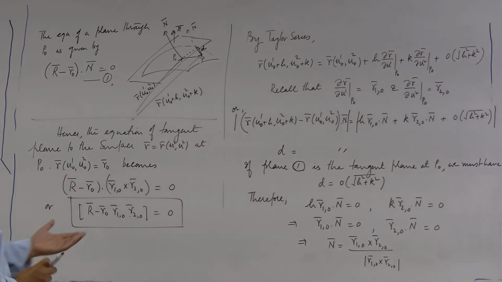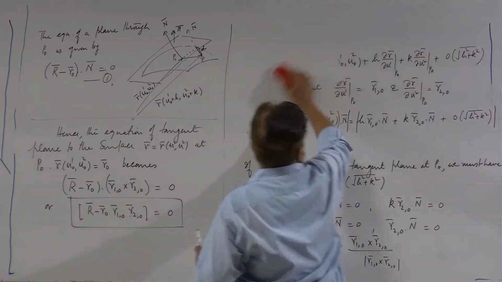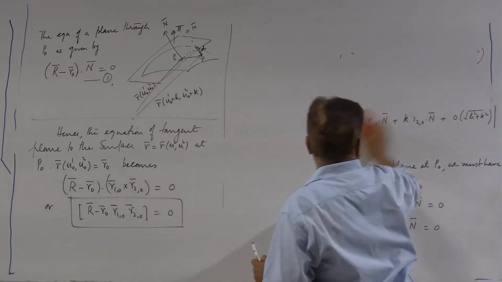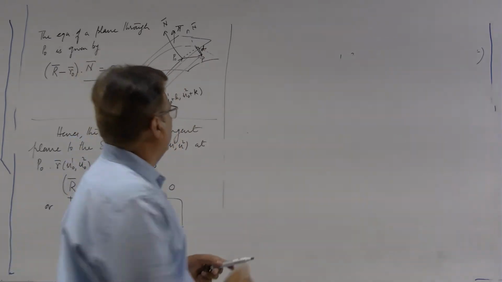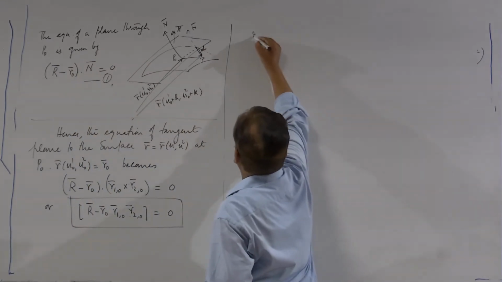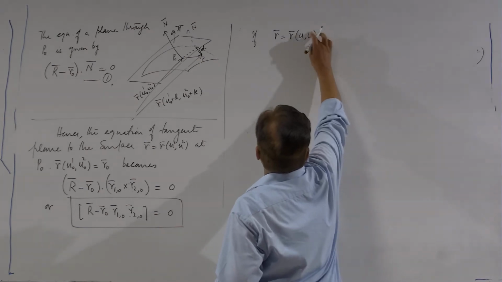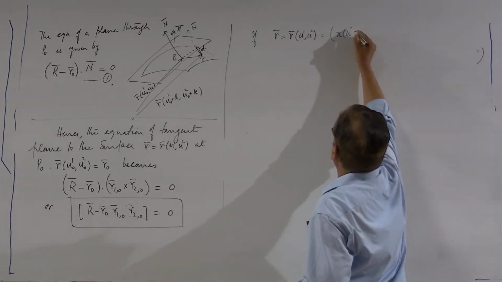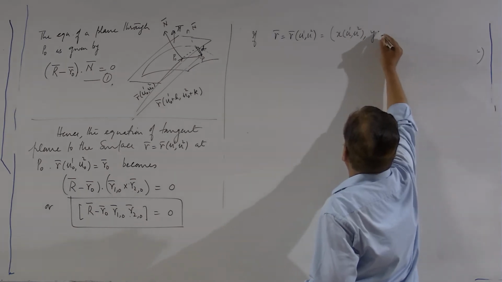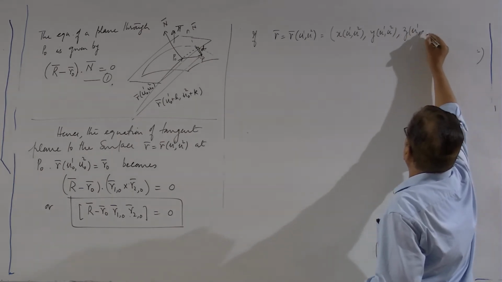This is the vector equation, and now you can convert it into Cartesian form also. If you are given the coordinates of the point in Cartesian coordinates, you can convert it into Cartesian form also. That is easy for us. Let me write down the Cartesian coordinates. So, if r equal to r of u1 u2, the x coordinate is x of u1 u2, y coordinate is also a function of u1 u2, and z coordinate is also a function of u1 u2.